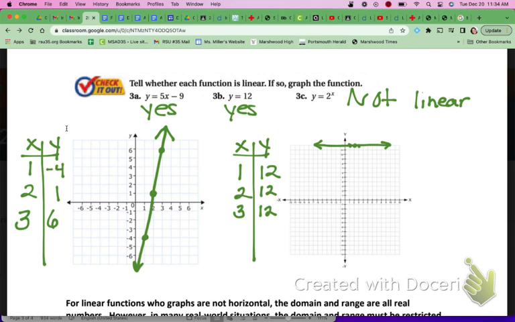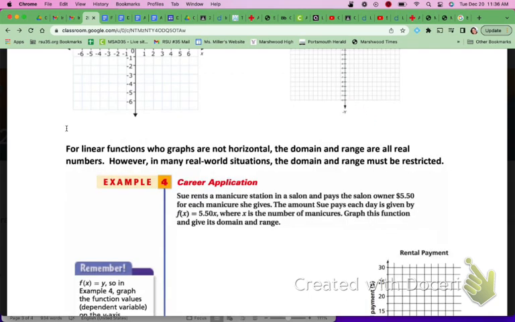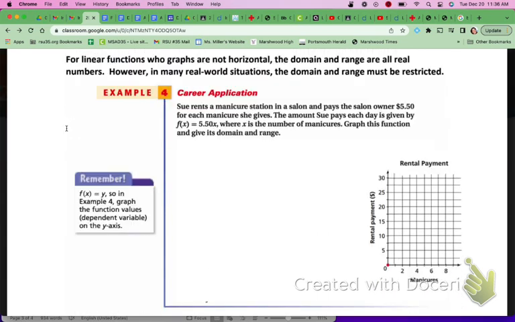All right. And then the last part is just putting it into the real world. So for linear functions, whose graphs are not horizontal. Guys, quiet please. For graphs that are not horizontal, our domain and range for any linear function is always going to be all real numbers. How do we do all real numbers in interval notation again? Yeah, negative infinity to infinity would be your domain, and your range would be negative infinity to infinity. So I would make note of that so you remember it.